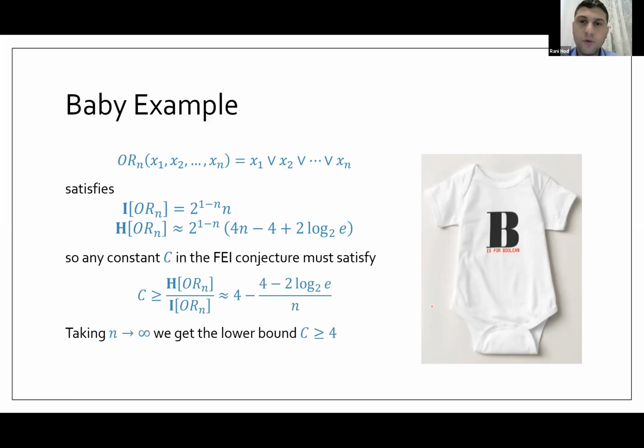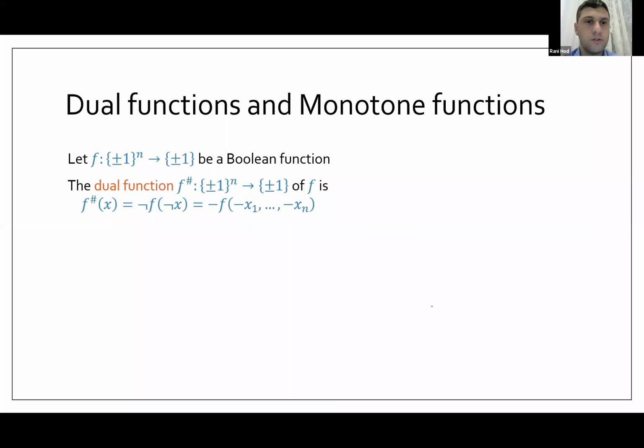And this means that if you want a constant to hold universally, you need to take a constant that is at least 4. Otherwise, you could take n big enough, and that wouldn't work for this specific OR function. So that's a baby example. We're going to get better bounds than c equals 4. And the first bound was actually not by us. This is what started this whole research.